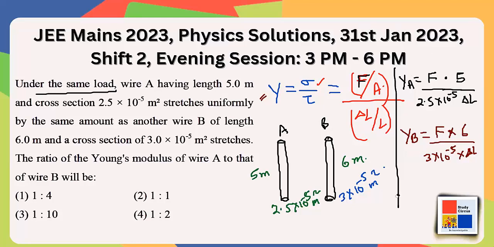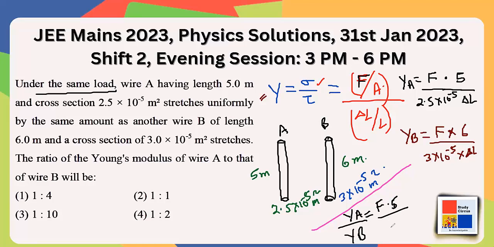So I can then write here the ratio YA upon YB is F into 5, upon 2.5 into 10 to the power minus 5 into delta L, and then divide by YB, which will give you 3 into 10 to the power minus 5 into delta L upon F into 6.